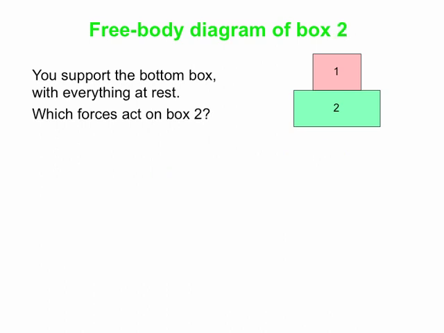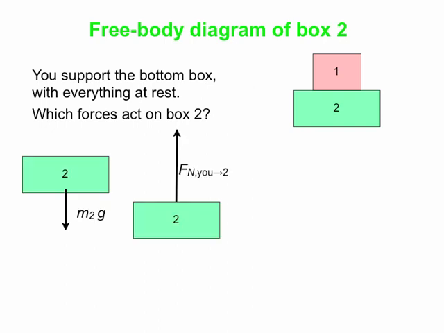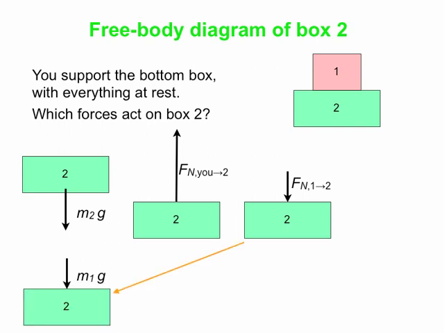Okay, same situation, but now we're going to draw the free body diagram of box number 2. Which forces act on 2? So let's go over again some possibilities. Downward gravitational force, upward normal force applied by you on 2, downward normal force applied by 1 on 2, or would it be equivalent to say, instead of a downward normal force, just a downward force of gravity?